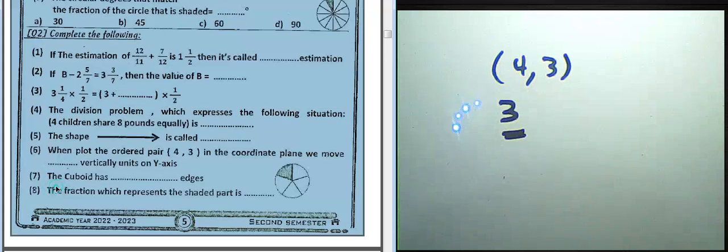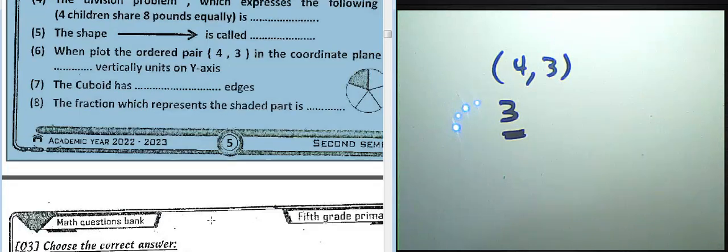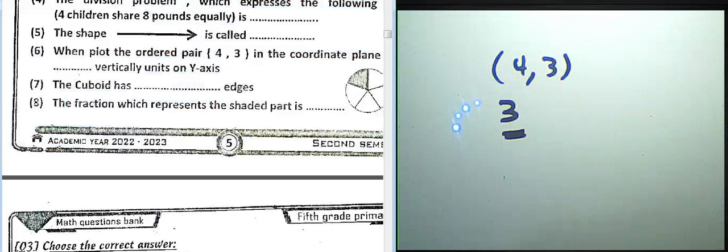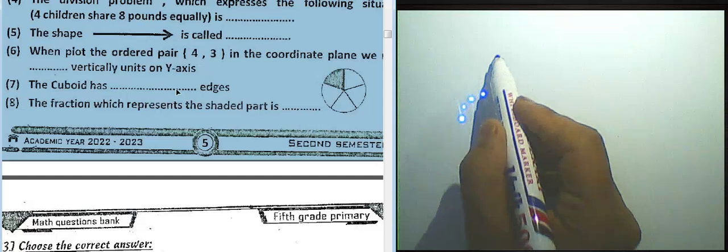Question 7. The cuboid has space edges. We know a cuboid has how many edges? It has 12 edges and 6 faces and 8 vertices. Then he asked about edges. We must write 12. Okay, 12. That's question number 7.